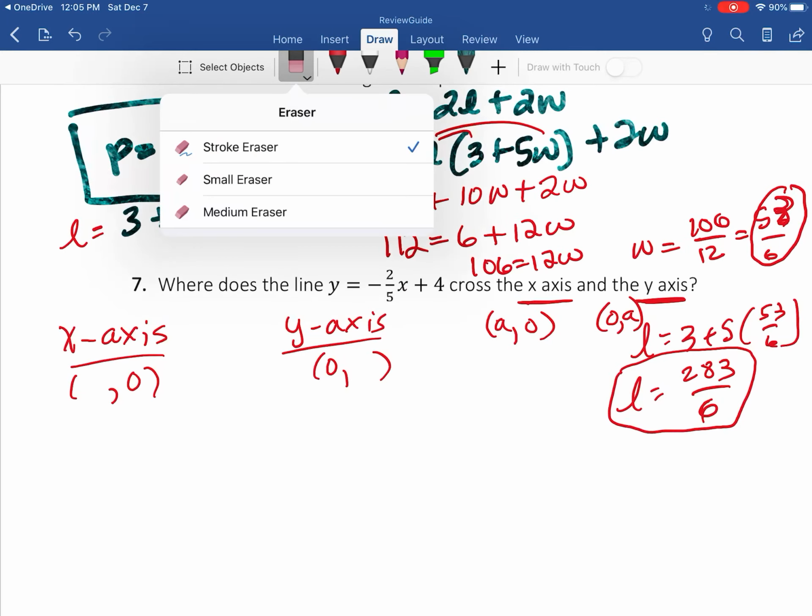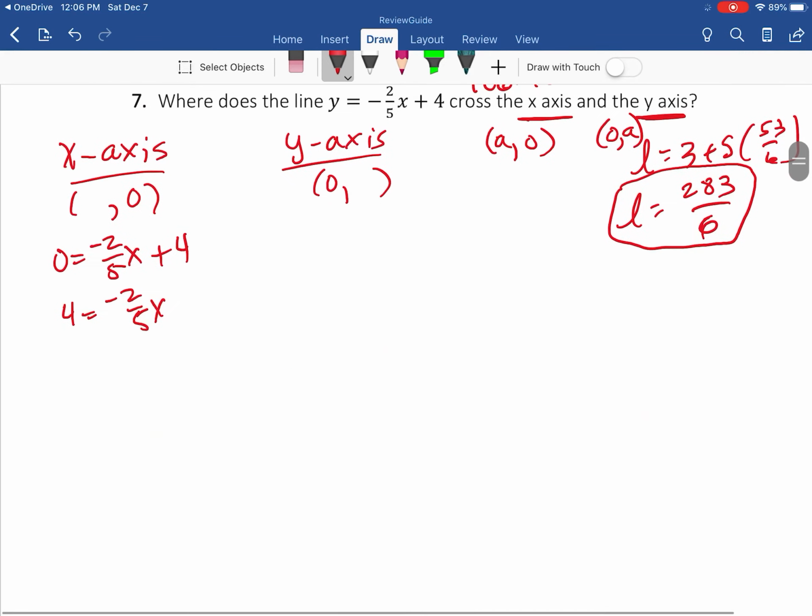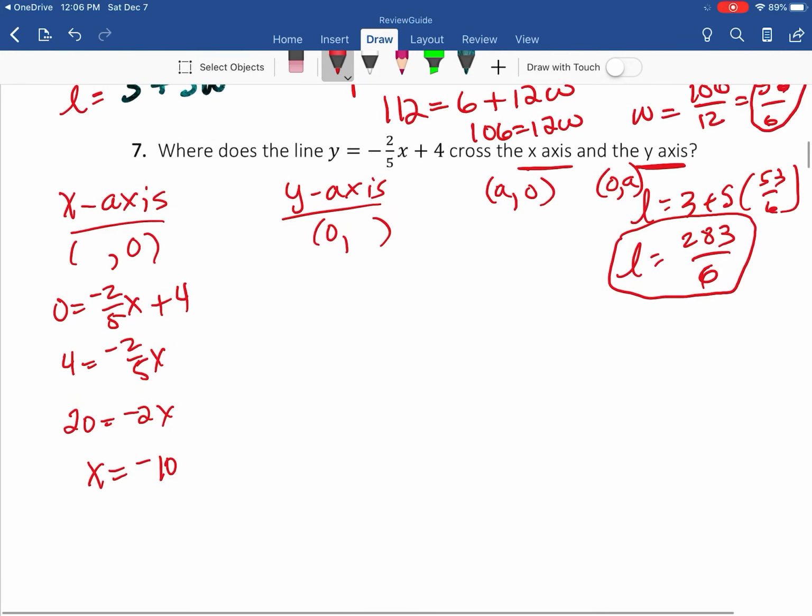When y is 0, that's going to give me 0 is equal to negative 2/5 x plus 4. I'm going to add 4 to both sides. That's going to give me 4 is equal to negative 2/5 x. I'm going to multiply by 5, so that gives me 20 is equal to negative 2x. Divide by negative 2, so then that gives me x is equal to negative 10. So the intercept for the x-axis would be negative 10, 0.